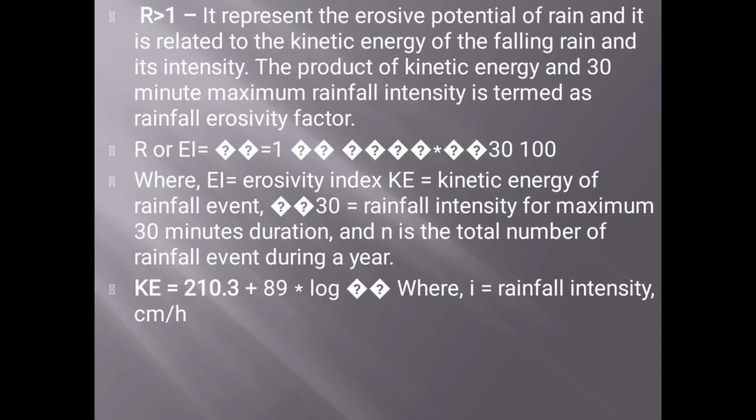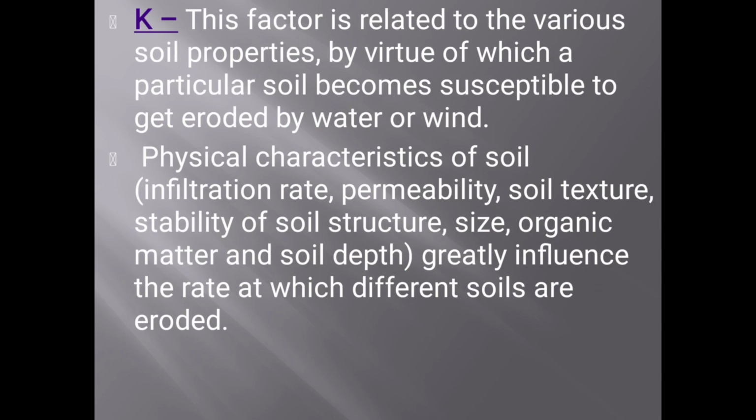R represents the erosive potential of rain, and it is related to the kinetic energy of falling rain and its intensity. The product of kinetic energy and 30 minutes maximum rainfall intensity is termed the rainfall factor R, equal to the sum of KE into I30 over N events. Here EI is the erosivity index, KE is the kinetic energy of the rainfall event, I30 is the rainfall intensity for maximum 30 minutes duration, and N is the total number of rainfall events during a particular year. KE is equal to 210.3 plus 89 log I, where I is the rainfall intensity in centimeters per hour.